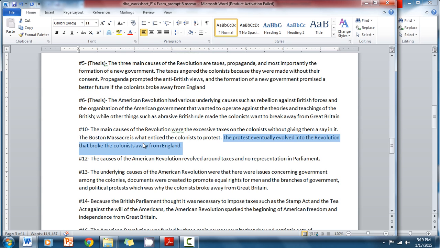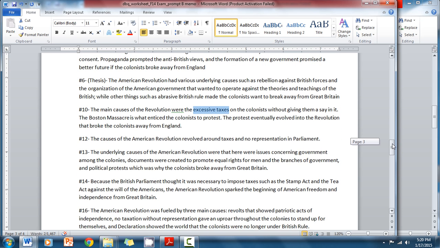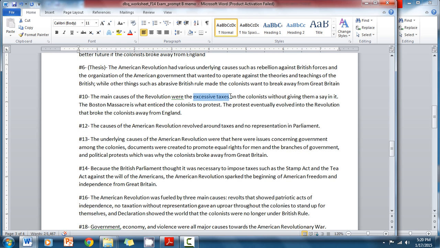I would give feedback with this first part. The main causes of the revolution were, the only thing you mentioned was excessive taxes. So you need many more causes here. That's just one cause, the excessive taxes. So you are not accounting for the other documents that were provided to you. You're only speaking to the taxation.